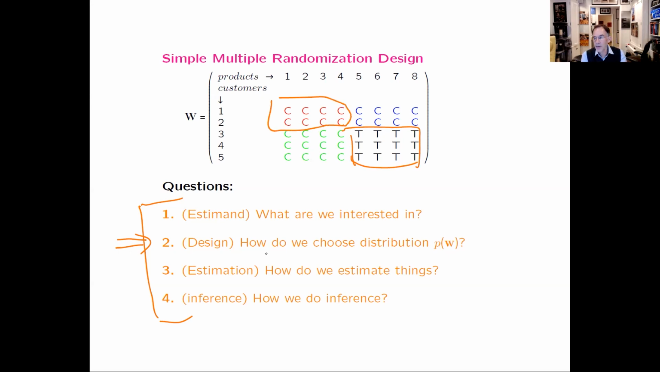And of course, we can't do both at the same time. It's going to depend on what we think the structure of the spillovers is, what a good way of doing the design is here. Then, given the particular design, we're interested in estimation. How do we actually estimate these objects?